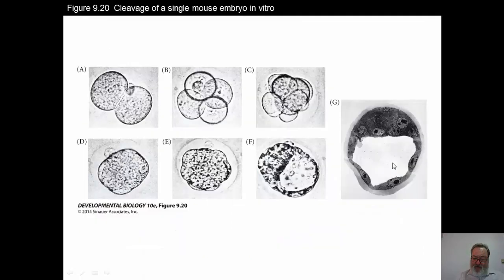Another phenomenon that is most interesting is compaction. Now, this shows the cleavage of a single mouse embryo in vitro, so this is in vitro development. One of the most crucial events of mammalian cleavage is compaction. What we mean by compaction is that here we have a 2-cell stage mouse embryo, it goes to 4-cell stage, then to 8-cell stage, and during the 8-cell stage, the cells begin to compact and become very closely associated. And that's really one of the most crucial events of mammalian cleavage, a phenomenon of compaction.